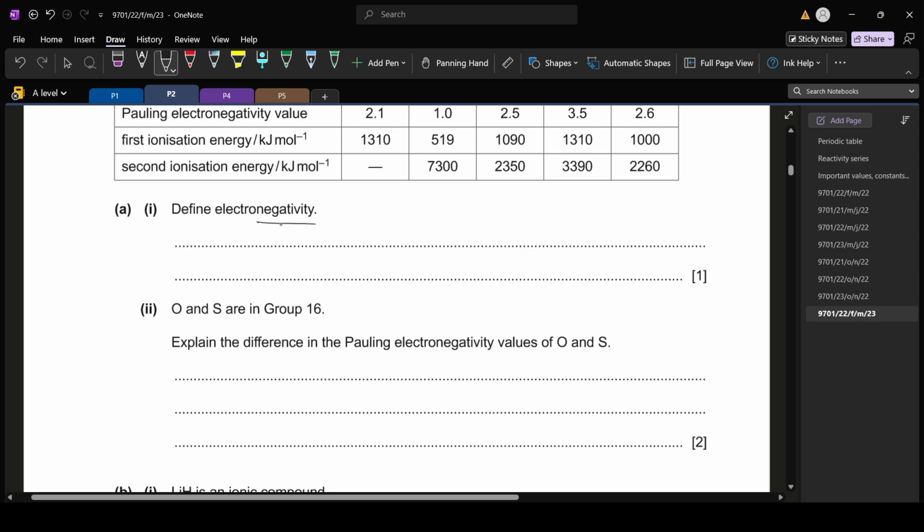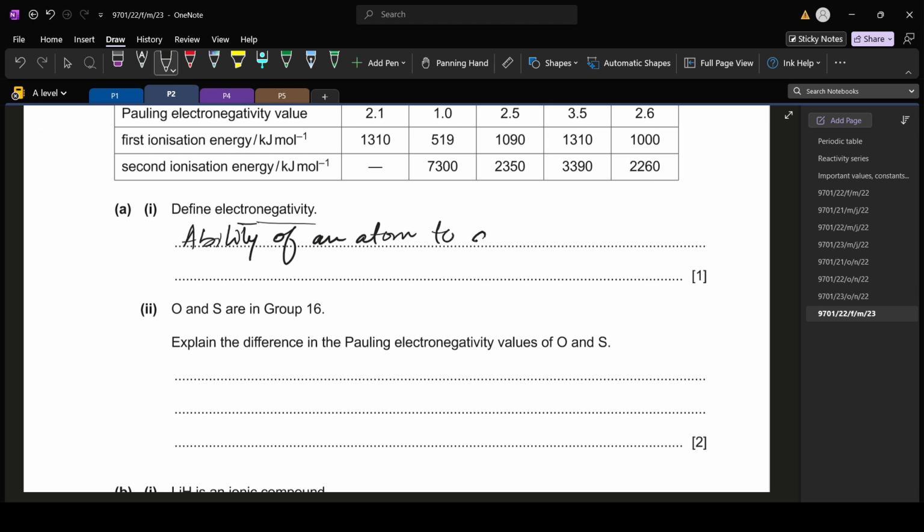Define electronegativity. So it's actually the ability of an element to attract electrons to itself, or you can say an ability of an atom to attract electrons to itself.